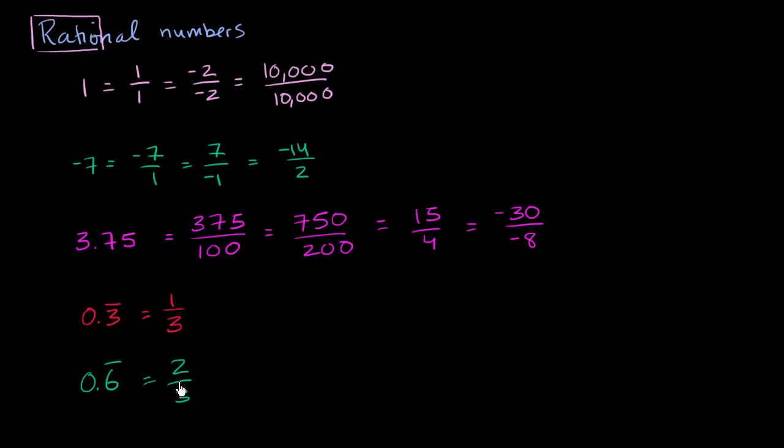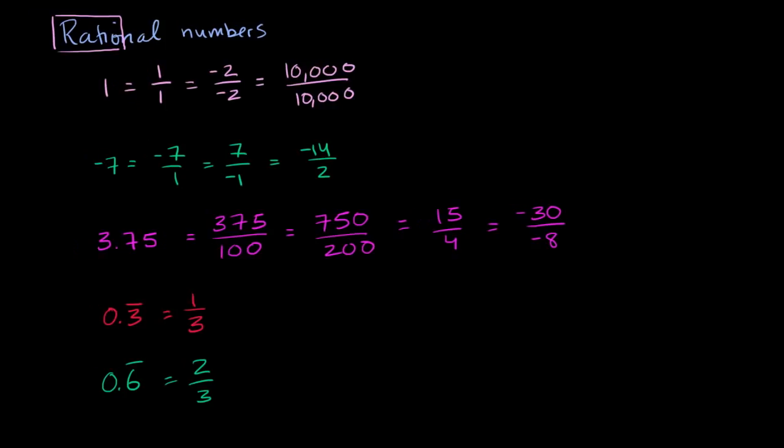So I know what you're probably thinking. Hey, Sal, you've just included a lot. You've included all of the integers. You've included all of the finite non-repeating decimals, and you've also included repeating decimals. What is left? Are there any numbers that are not rational? And you're probably guessing that there are. Otherwise, people wouldn't have taken the trouble of trying to label these as rational.